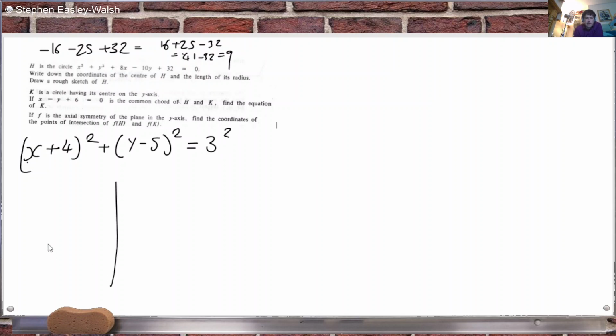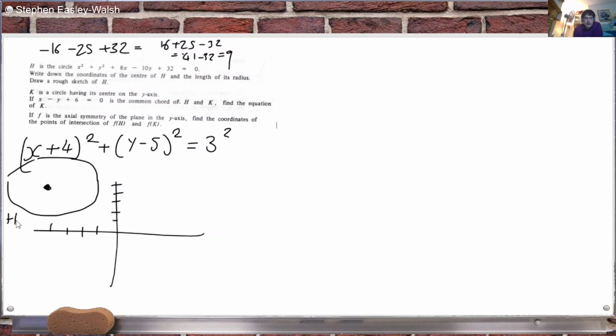So a quick sketch. 1, 2, 3, 4. 1, 2, 3, 4, 5. That's about there. Yeah, so it's kind of run out of space, but you know, something like that. Anyways, you can mark it in, do a little bit of a nicer job. That's circle H.